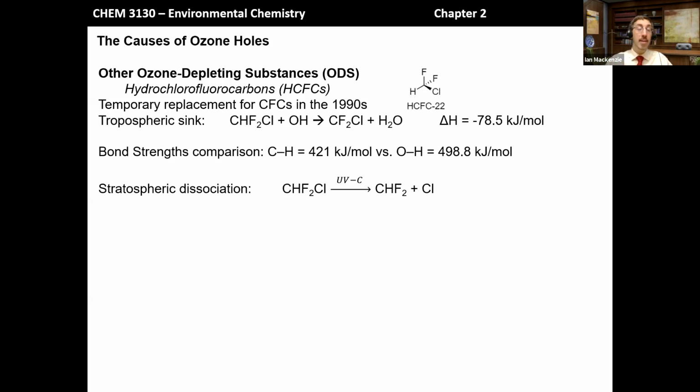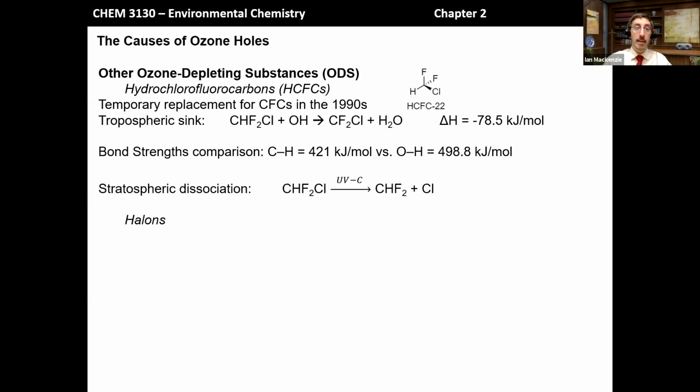So at the end of the day, HCFCs really aren't a good alternative to CFCs. They're certainly better, but they're not a final alternative. If we produced HCFCs on the same scale as CFCs were being produced on, we would eventually continue to increase the level of chlorine concentration in the stratosphere.